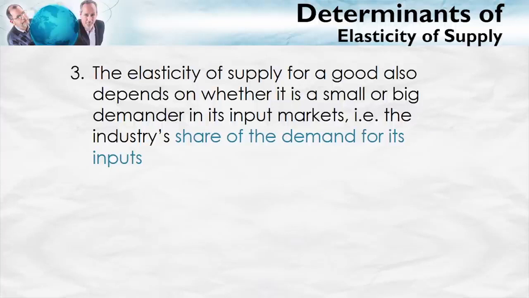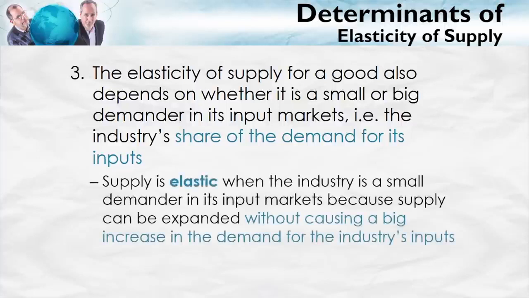The elasticity of supply also depends on whether the good in question is a small or big demander in its input markets. That is, the industry's share of the demand for its inputs. Let me explain. Supply will tend to be more elastic when the industry is a small demander in its input markets, because then supply can be expanded without causing a big increase in the demand for the industry's inputs. Let's go back to the toothpick example.